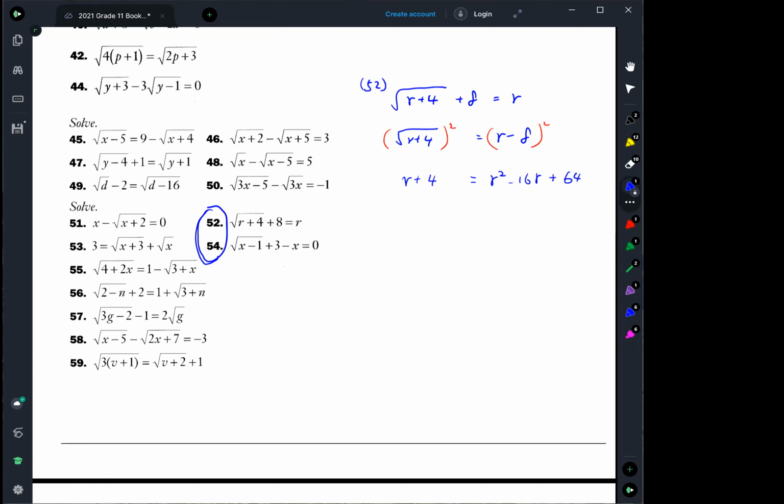So you move the r plus 4 to one side. That's right. Okay, make everything equal to 0. Right. So what does it become? It becomes r squared minus 17r plus 60. Plus 60. Very good. Okay, plus 60 equals 0. And do you know what to do after that?